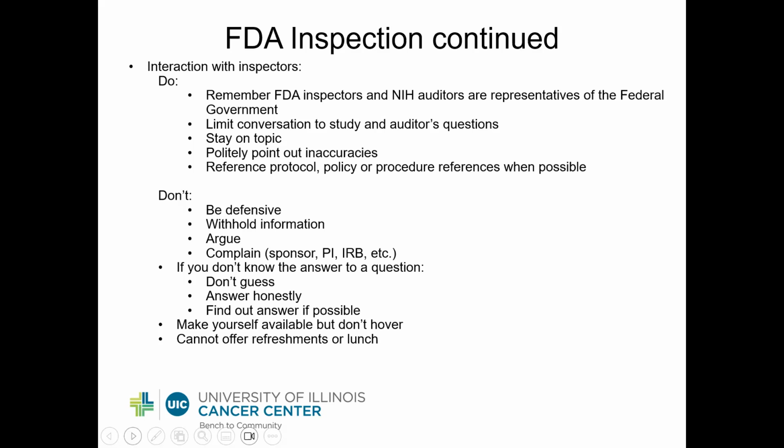Don't be defensive. Don't withhold information. Don't argue. Don't complain either about a sponsor, the PI, or the IRB. If you don't know the answer to a question, don't guess. Answer honestly, find out the answer if possible. Make yourself available, but don't hover. Cannot offer refreshments or lunch, as it could be construed as bribing a federal agent.